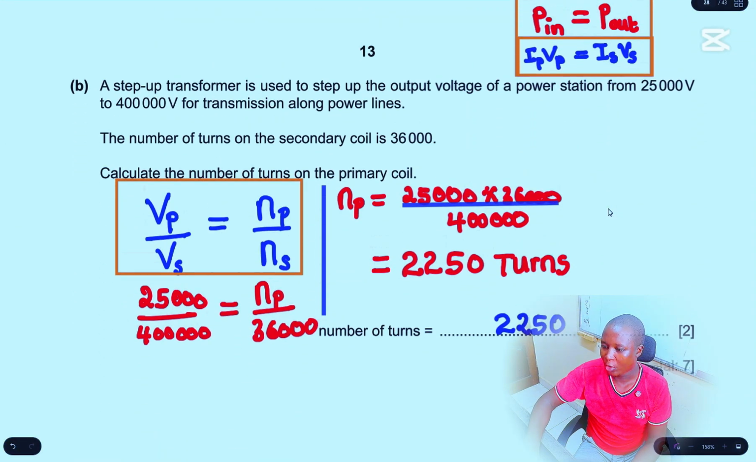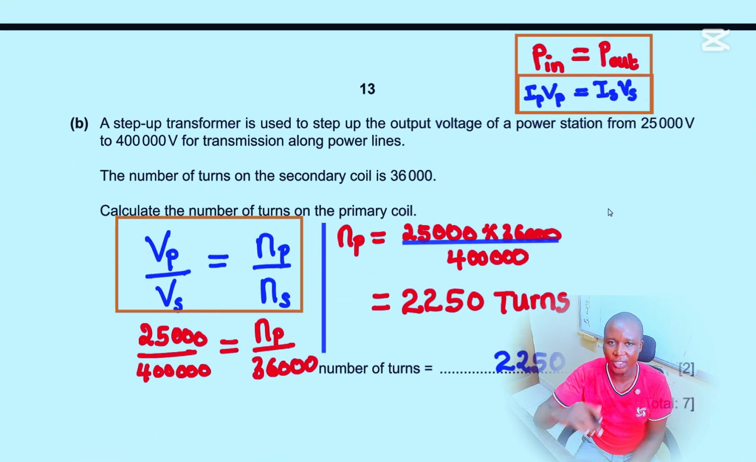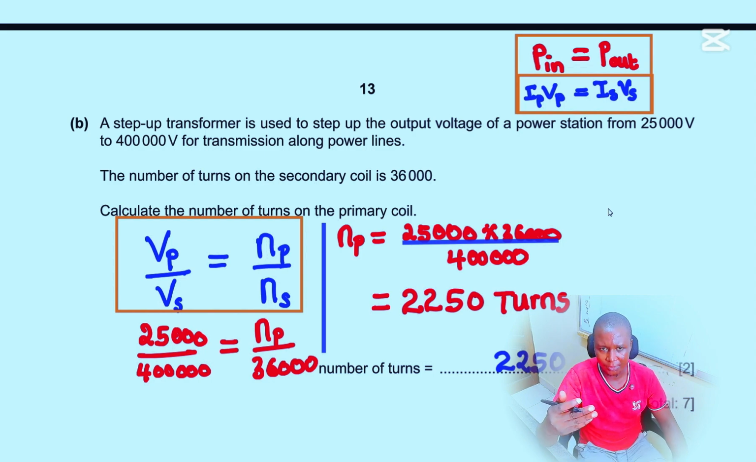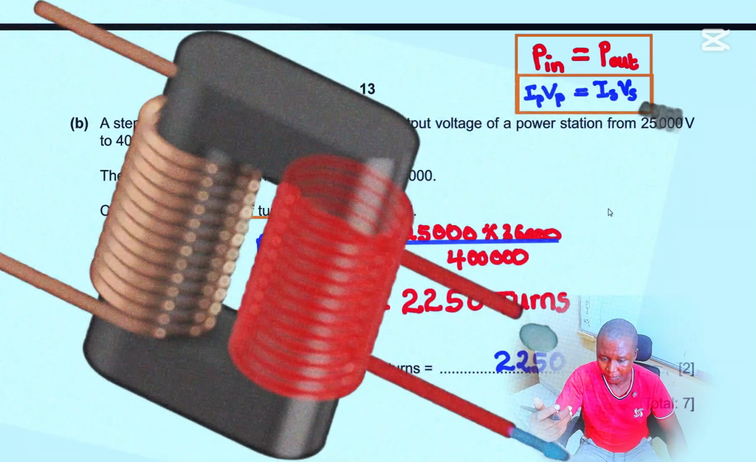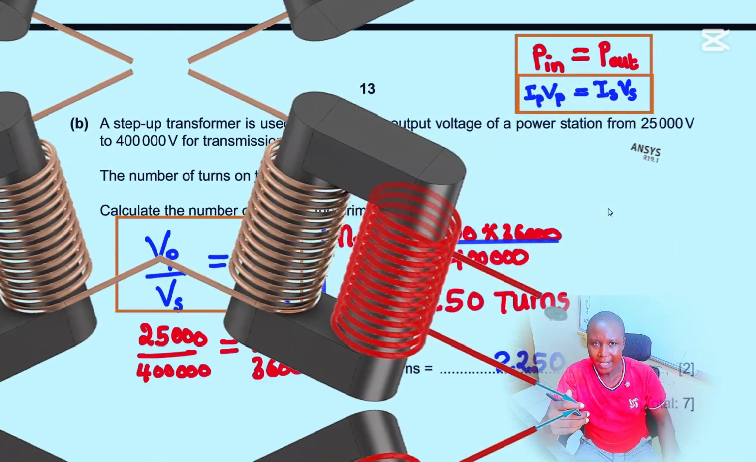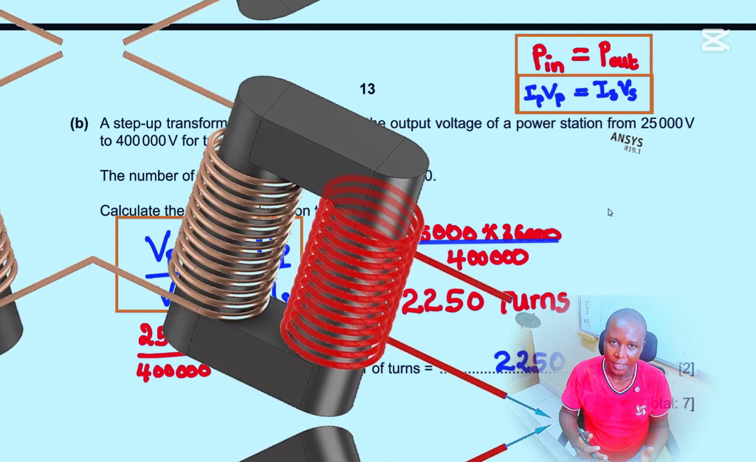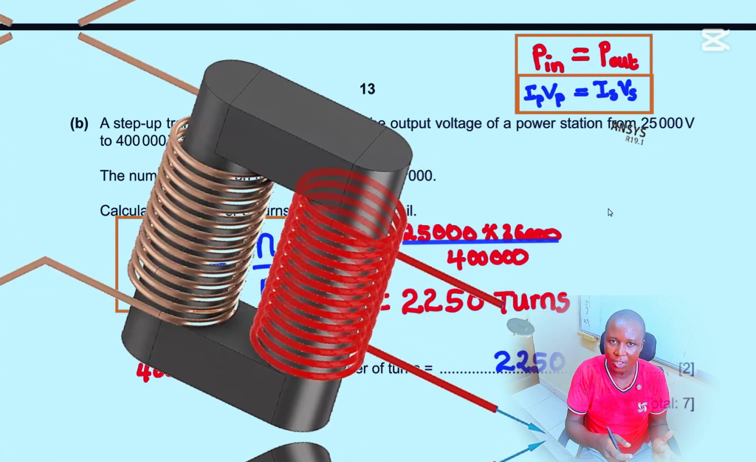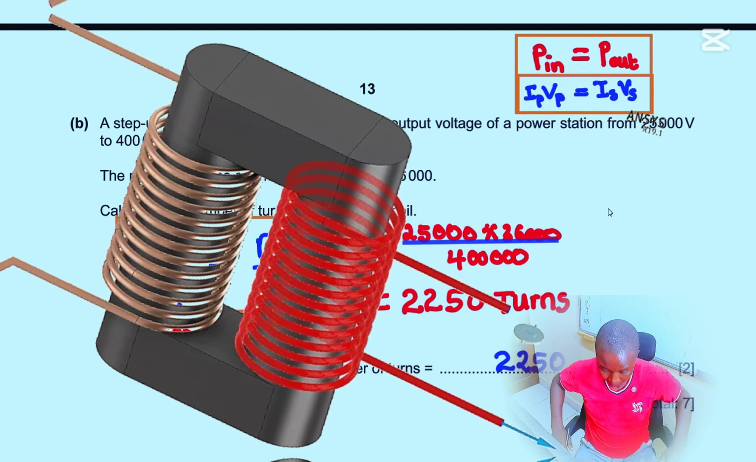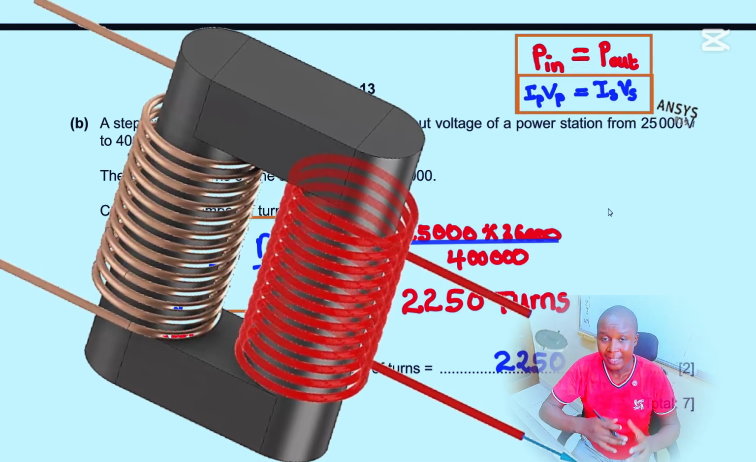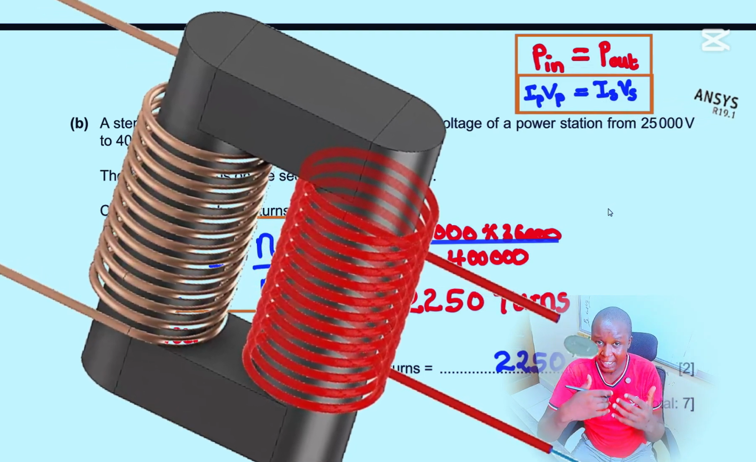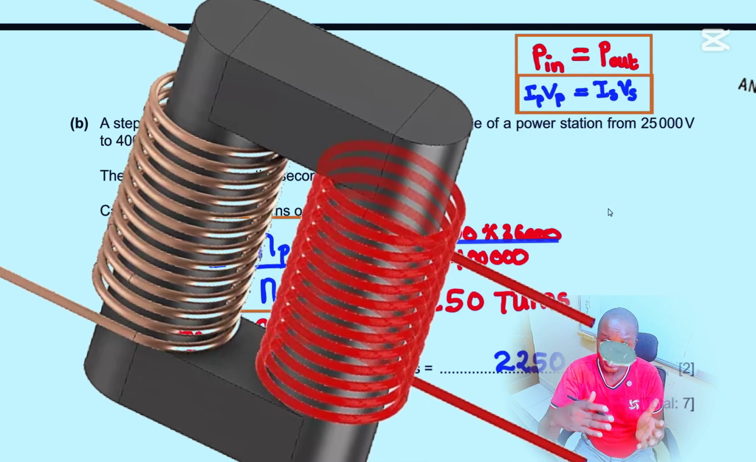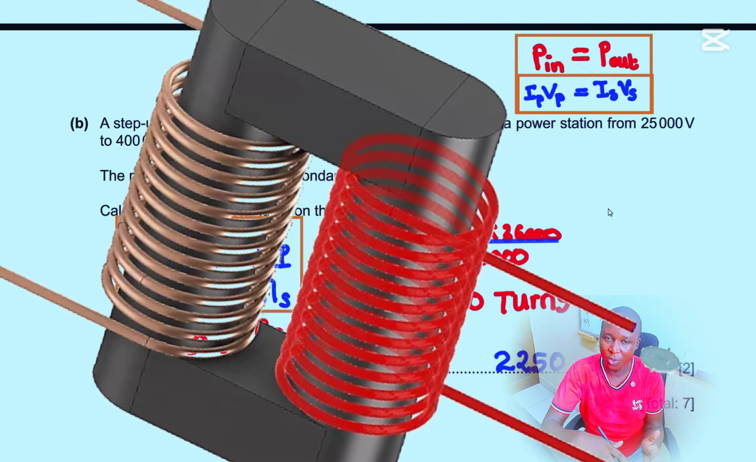All right, another concept that is very possibly going to be tested is the concept of transformers. What is a transformer? A transformer is an electrical device that can increase or reduce voltage. Let me repeat: a transformer is an electrical device that can increase or reduce voltage.